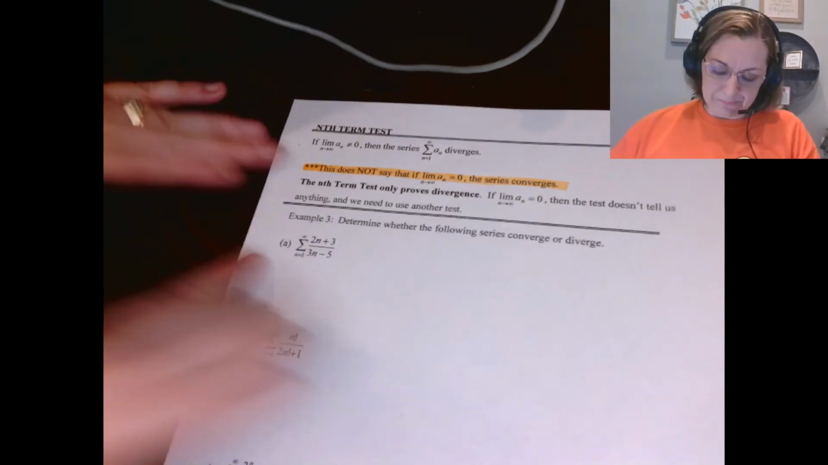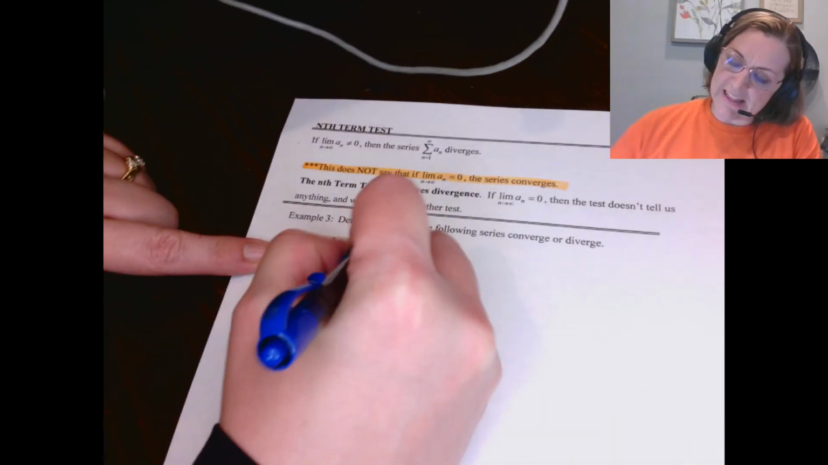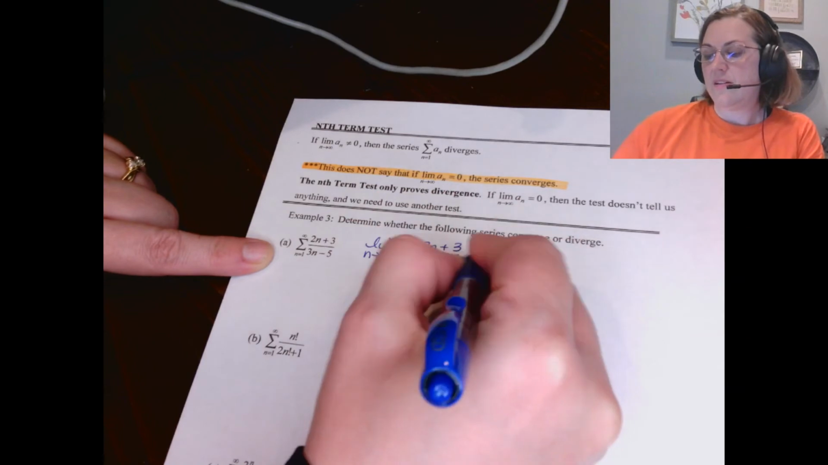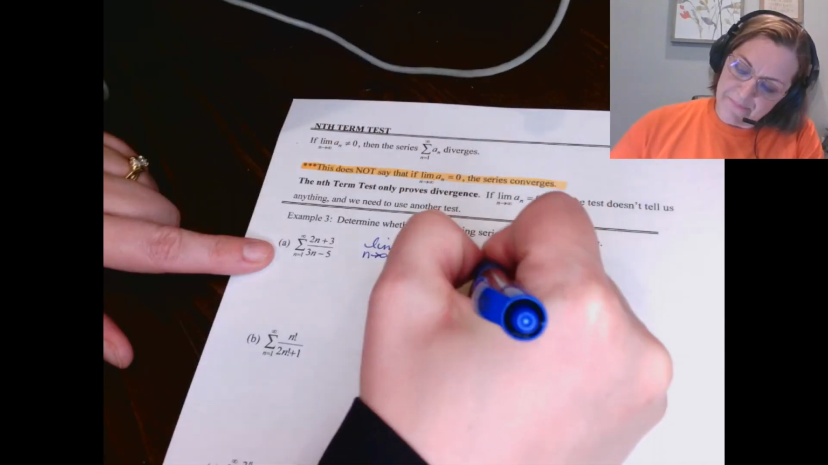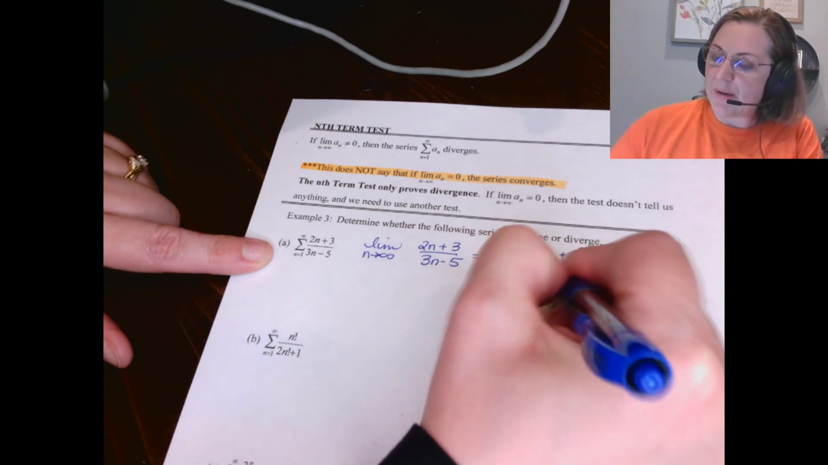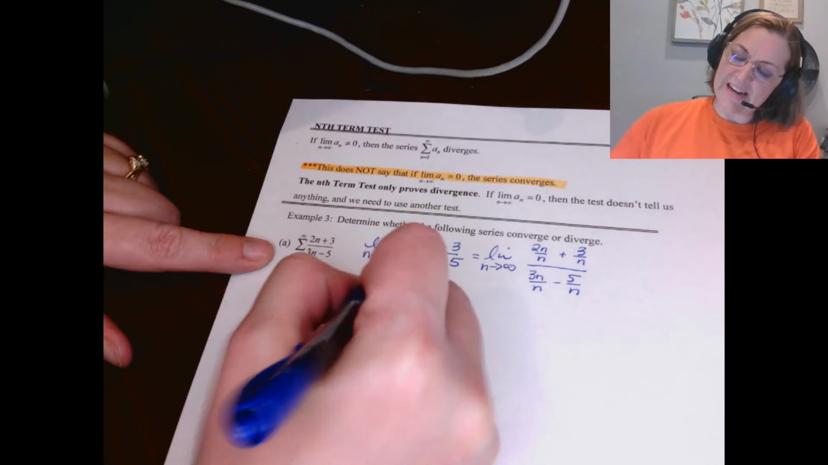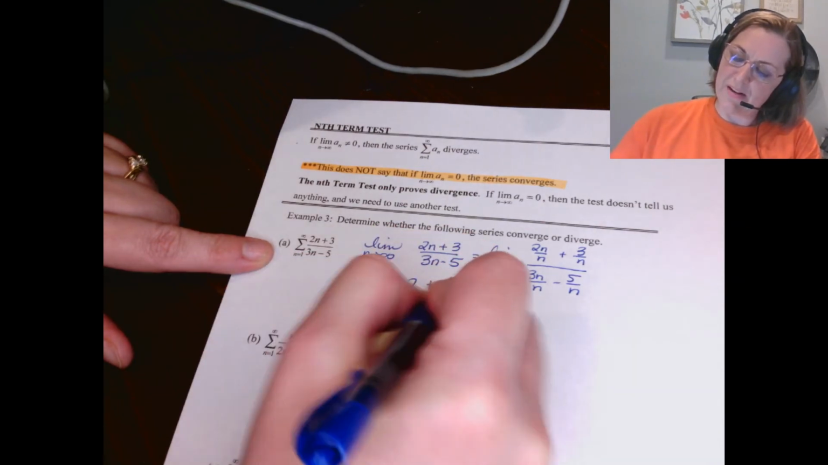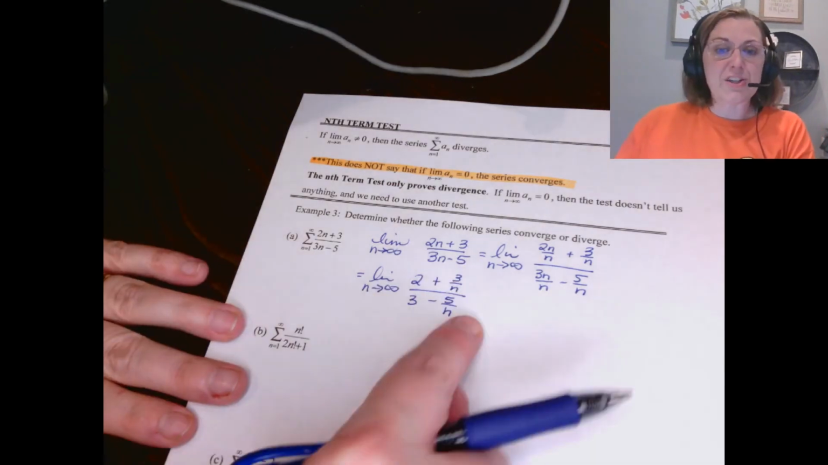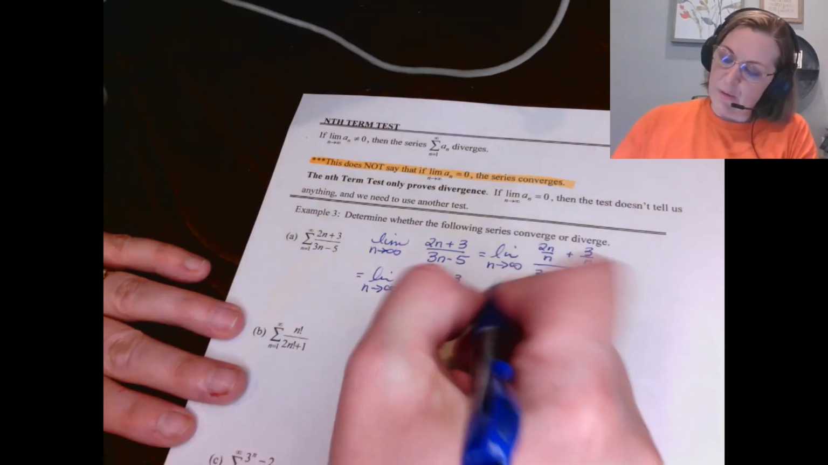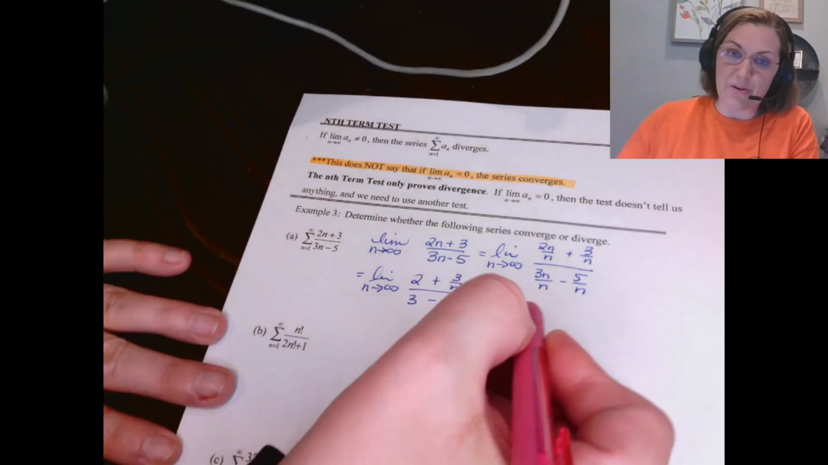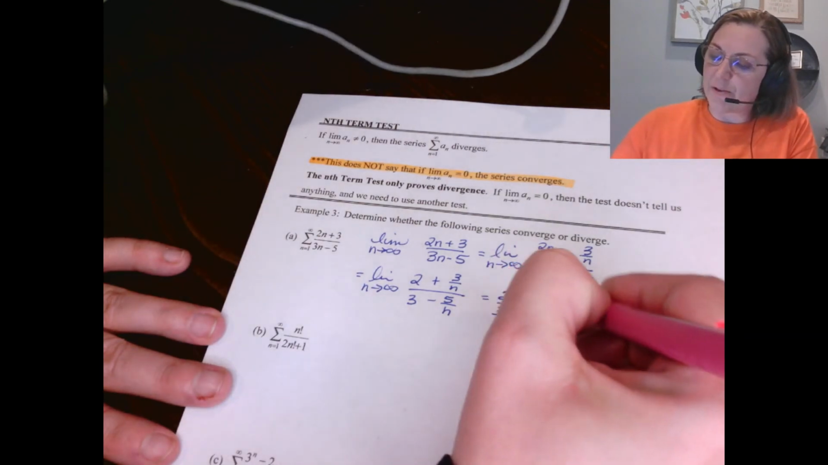Okay, let's look at a few examples. We have a series here. If we take the limit as n approaches infinity, I want you to see that we can divide each of these terms by n. So we got 2n over n plus 3 over n, over 3n over n minus 5 over n. And that gives us 2 plus 3 over n, over 3 minus 5 over n. Now we know as n gets larger and larger, these two fractions are going to get smaller and smaller. In fact, they're going to go to 0, and we're going to be left with 2/3. And because the limit is not equaling 0, we say the series diverges.